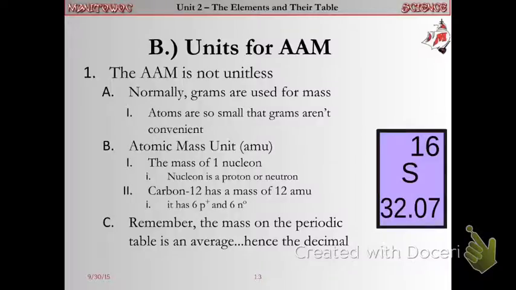But let's remember that the mass on the periodic table is an average. So the 32.07, that's right here on my slide, is an average. It's a weighted average of all the isotopes of sulfur, so hence the decimal place. All right, so let's do a little bit more work with AMUs on the next slide.